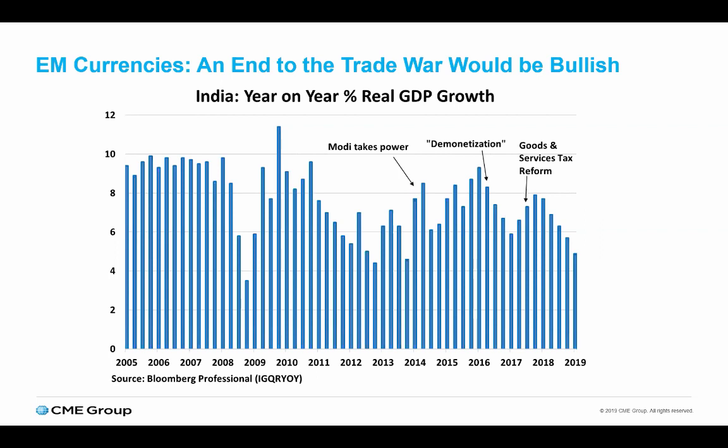India is not alone, of course. There are other emerging market economies that are struggling. Russia is not growing particularly fast. Brazil seems to be in a double-dip recession. Mexico is in a recession. There's a lot of weakness there in emerging markets.